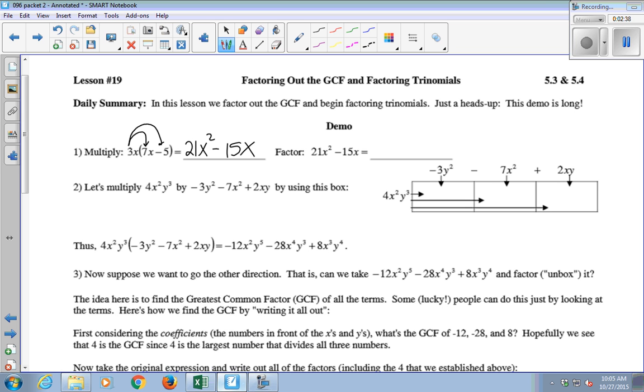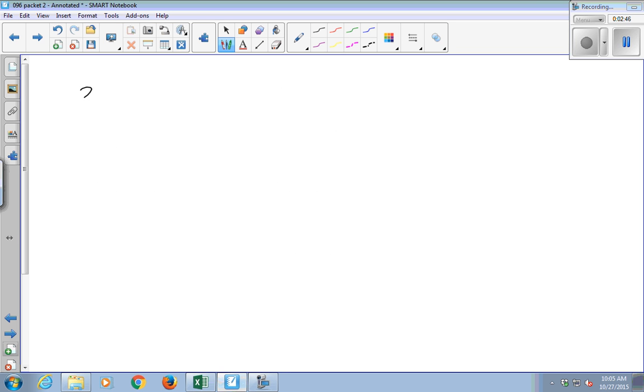Last class, we talked about how to do that with a box. I'll do that on another page just so I can remind you. 3x times 7x minus 5. Just in case that's not something you knew how to do before last class, I'll show you how I asked you to do it. So each factor, one factor becomes the height of the box and one factor becomes the width of the box. And each term gets its own box.